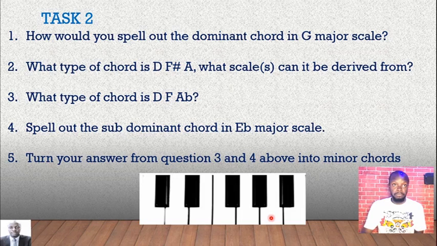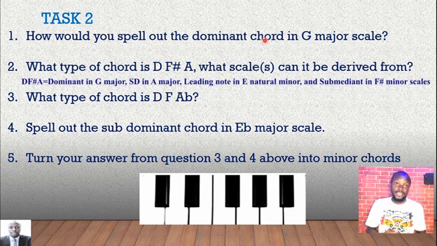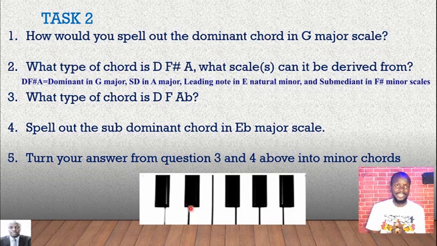Of course, naturally you can find it on G major as the 5th pitch, which is the dominant chord. It can also occur as a subdominant triad in the scale of A major. It can be built on the 7th pitch in the scale of E natural minor, right? Also, it can naturally occur as the 6th triad on the scale of F sharp minor. Now let's go to the next question.